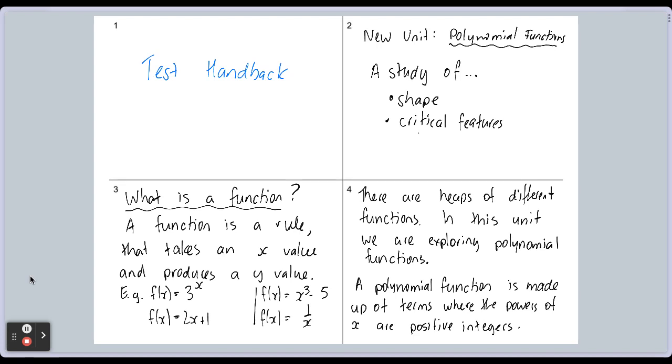The right-hand side here tells us the rule. This tells us when I input a number into my function, what comes out. When I input 1 into this function, what comes out? 3. When I input 2, what comes out? 9, not 6. When I input 3, what comes out? 27. See what I mean?